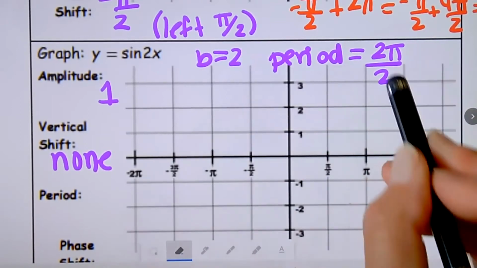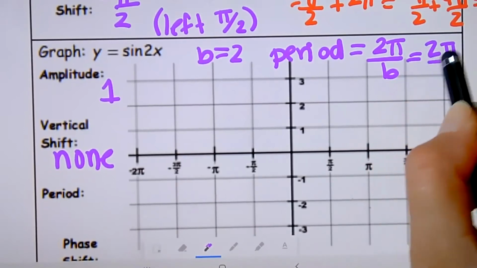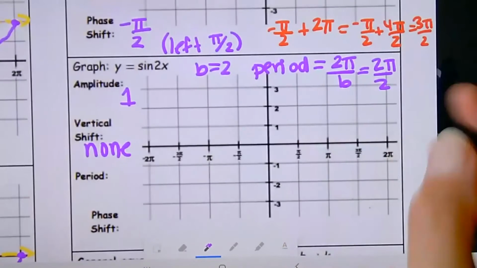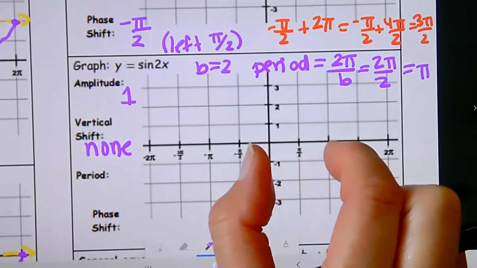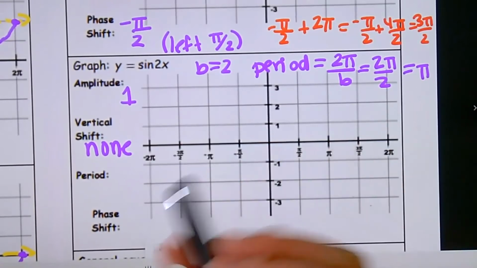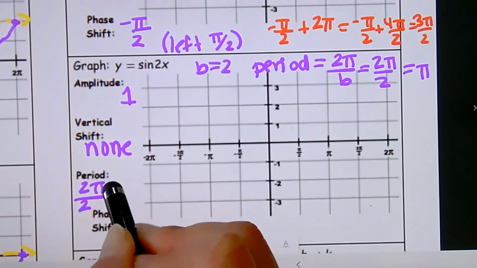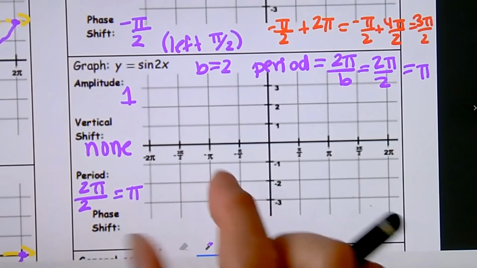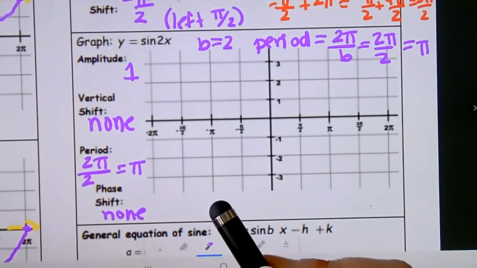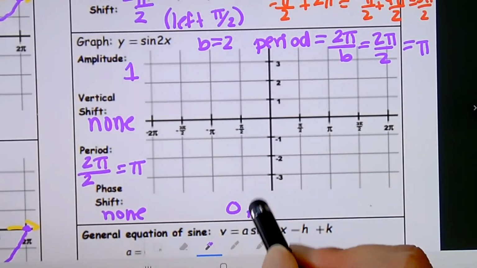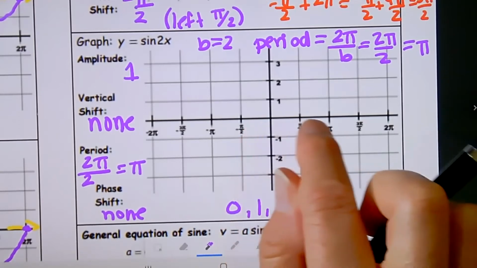Here, let me write out the formula here. Let me put the b here. So that means 2 pi over 2, which is pi. So I'm going to be going from 0 to pi. That's going to be 1 cycle. So again here, 2 pi over 2 is what I worked out, but that is pi. Phase shift in this case, we have none. I'm still going to be graphing my 0, my 1, my 0, my negative 1, and my 0. But I'm going to be starting at 0 and ending at pi.